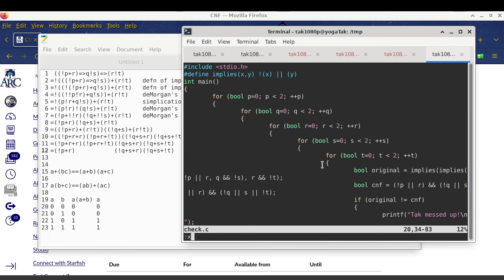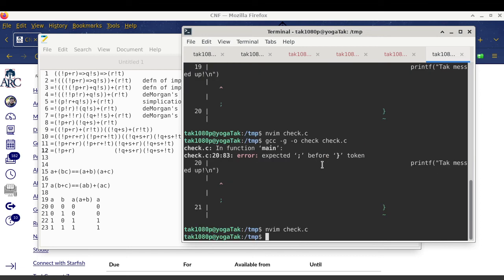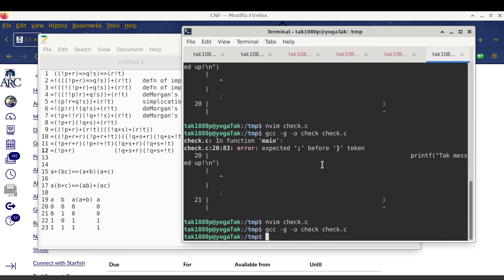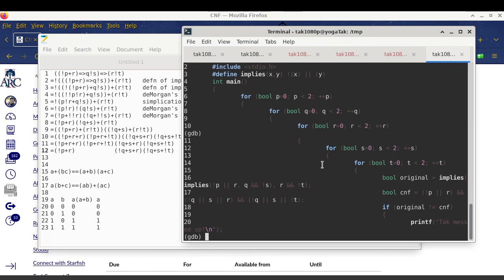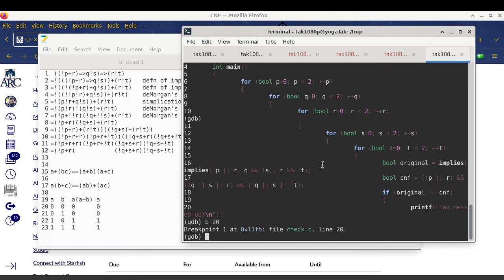So on line 20, I just need a semicolon all the way to the end here. The tab stop went back to 8, which is the default. I did not have a configuration file yet to make it 2. So there we go. GCC, it's all good. GDB check, there we go. And I am going to assume that I messed up somewhere. So I do want to know when I messed up. So I'm going to put a breakpoint on line 20, which means by the time we're about to print tech messed up, it's going to stop, and I will be able to read what is ABCD, PQRST. Okay, so I know in which case I messed up, and that will give me a clue as to which part of the derivation is incorrect.